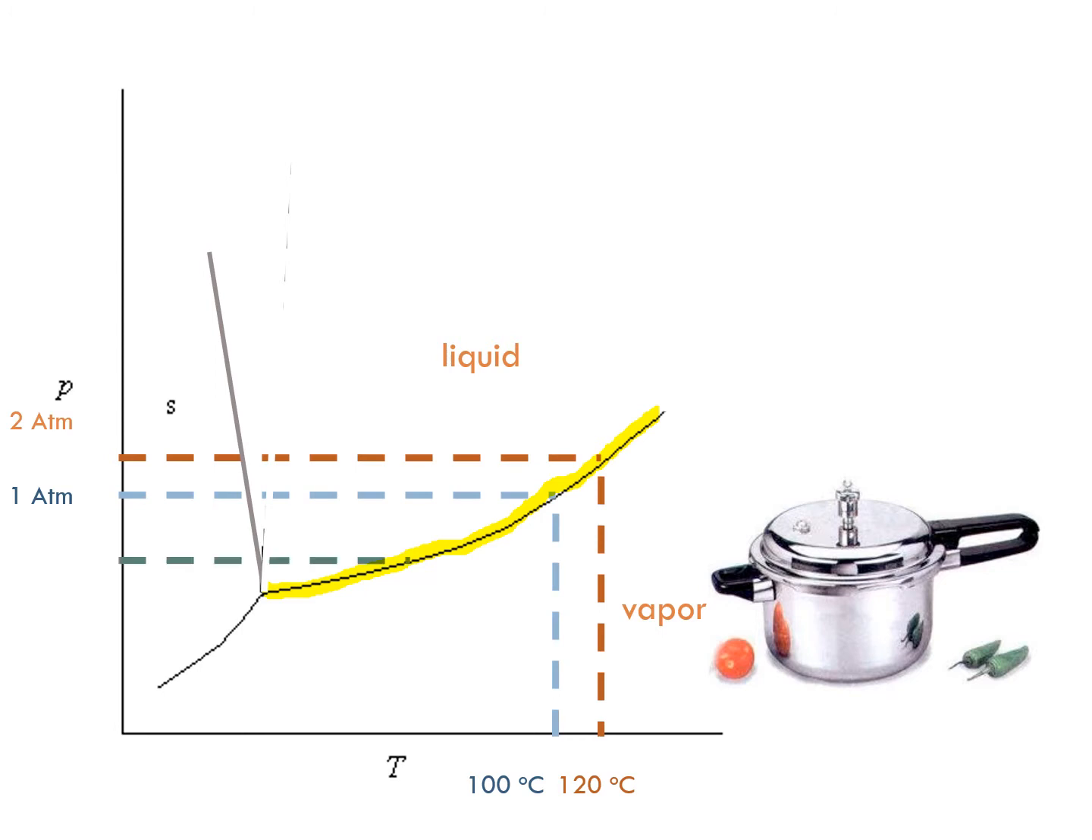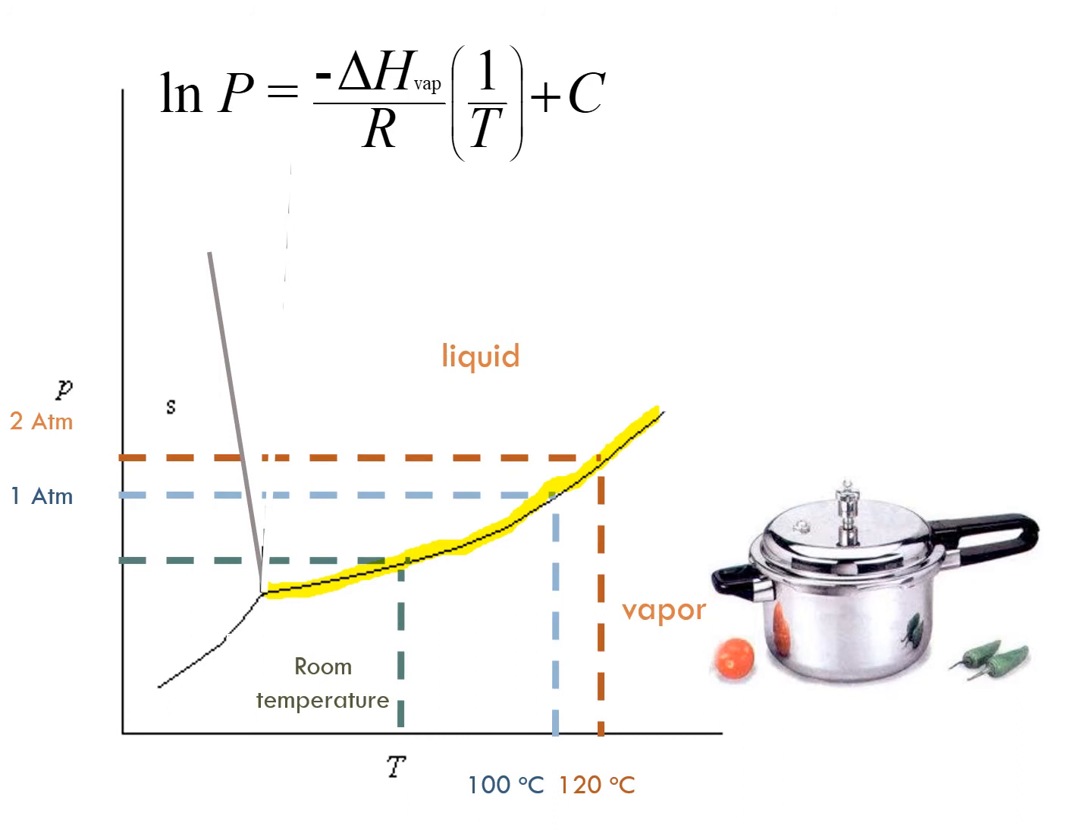On the other hand, if you reduce the pressure by connecting the water to a vacuum pump, you would be able to boil water at room temperature. Now, the relationship between pressure and temperature, the mathematical equation that describes that curve highlighted in yellow, is called the Clausius-Clapeyron equation, and is presented here in a logarithmic form.